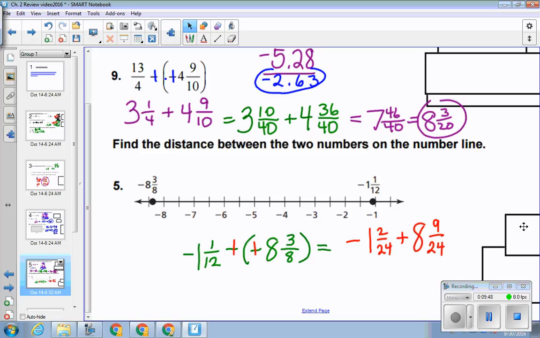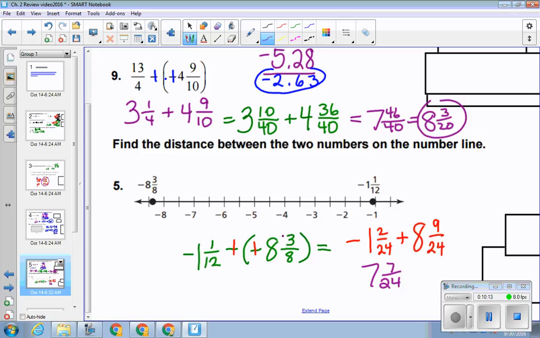So we want to take, I really should stack them on top of each other, but we're taking 8 and 9/24 and subtracting 1 and 2/24. And 9/24 minus 2/24 ends up being 7/24, and 8 minus 1 is 7. So this is what we would end up with.